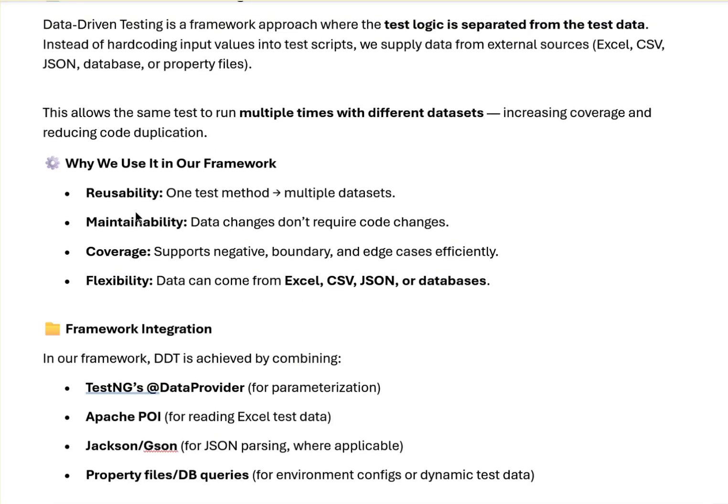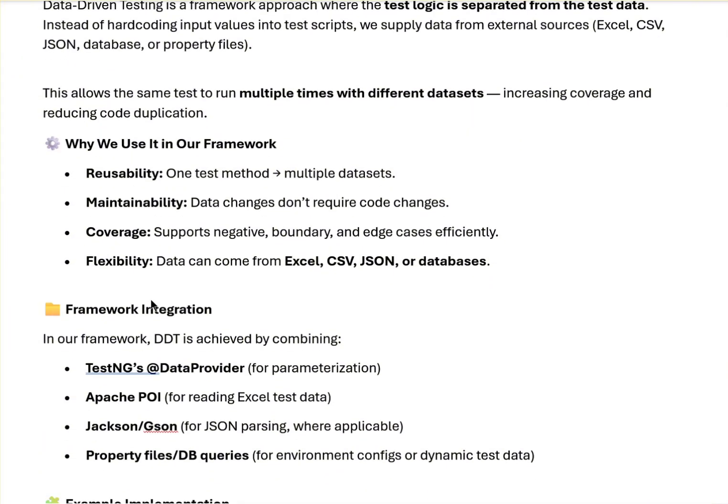Because of reusability. One test method equals multiple datasets. Maintainability. Data changes don't require code changes. Coverage. It supports negative, boundary, and edge cases efficiently. Flexibility. Data can come from Excel, CSV, JSON, or databases.